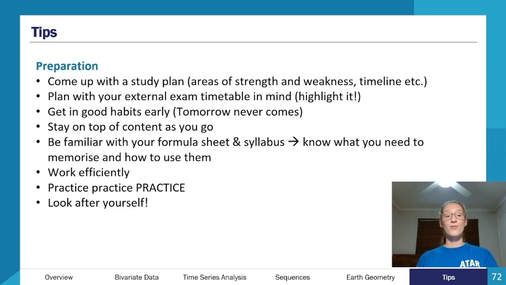My biggest thing as well is to stay on top of the content as you go, because otherwise you'll get to the external and you'll be trying to learn all of the content for the first time and it'll just be so overwhelming and way too much to handle. Whereas if you stay on top of the content throughout the year, come the end of the year, you only need to revise it and review it, because your teacher's not going to be able to teach it to you all again right at the end of the year. So stay on top of the content throughout the year and make sure you're doing practice questions.